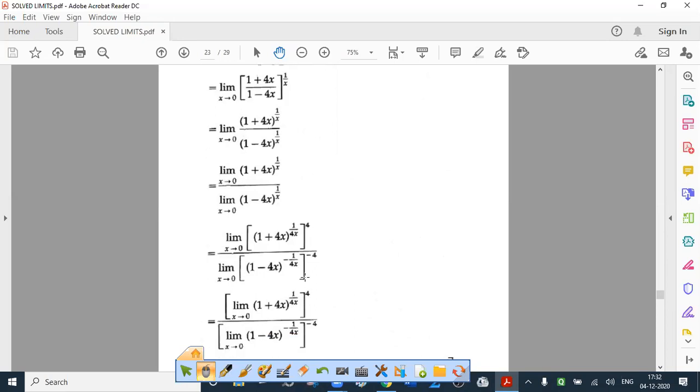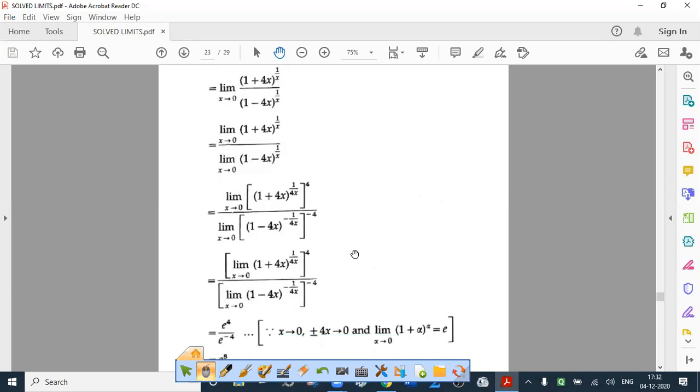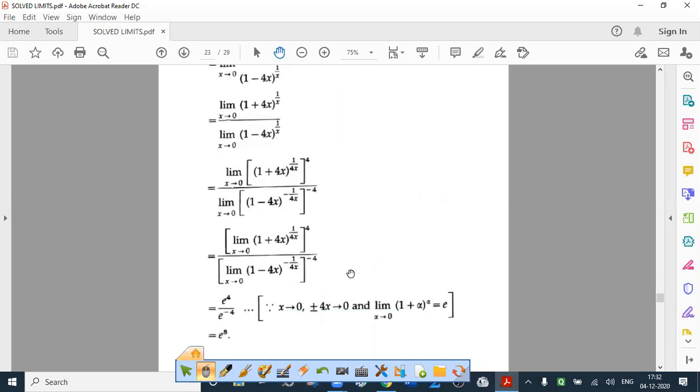So we write 1 by 4x, but the original index is 1 upon x, so raised to 4. In the denominator, we have written minus 1 by 4x as the index, and to get the original index back, raised to minus 4. Okay. Now this is a standard limit. Its value is e. So e raised to 4 upon e raised to minus 4. Simple one. Actually, that is why this was given for homework.